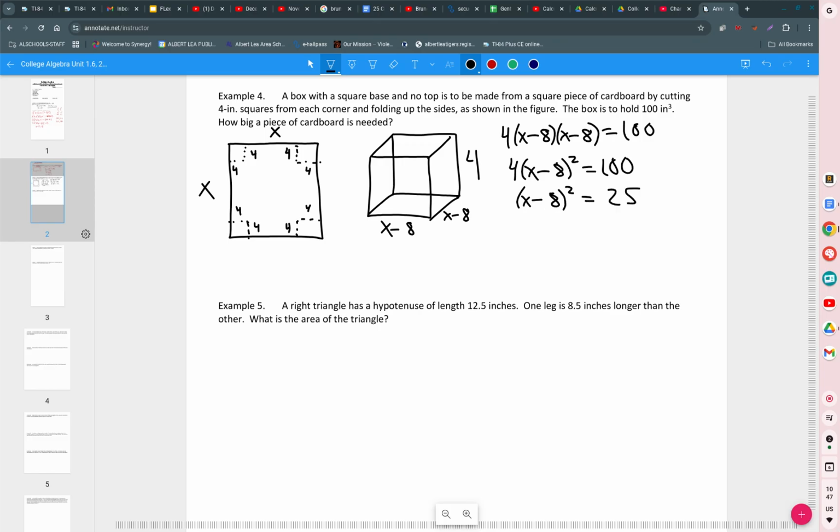And then we take the square root of both sides, and I get X minus 8 is equal to plus or minus 5. And I add the 8 on over, and I get X is equal to 8 plus or minus 5. And so answers of 13 and 3.